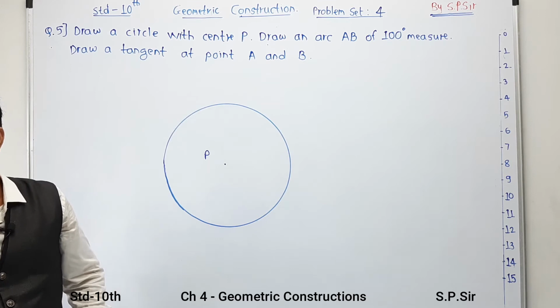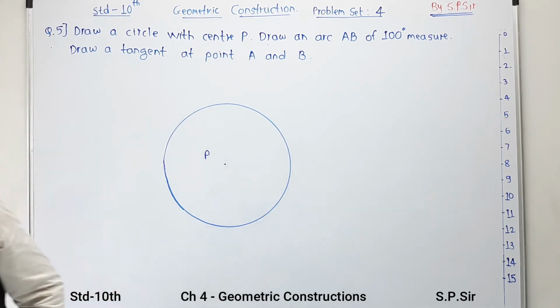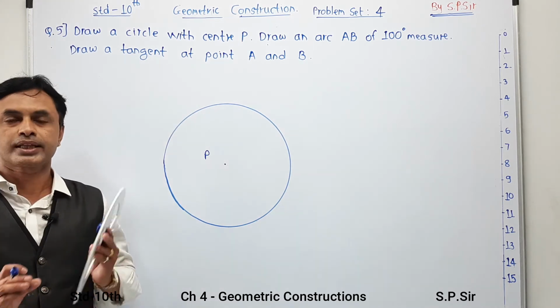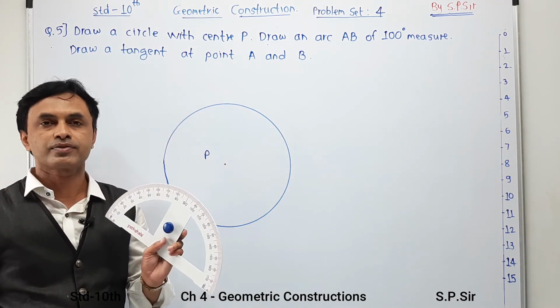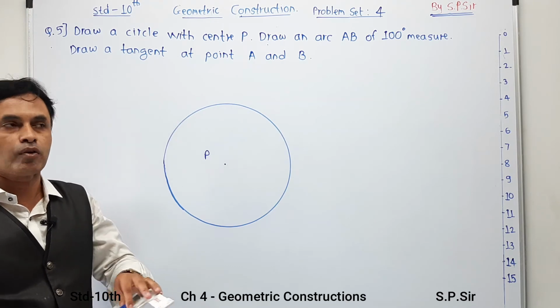In this case, there are two methods. First, the method is: you have to take the help of this part, that is, you can say a half circle, and you have to make a measure of 100 degree.